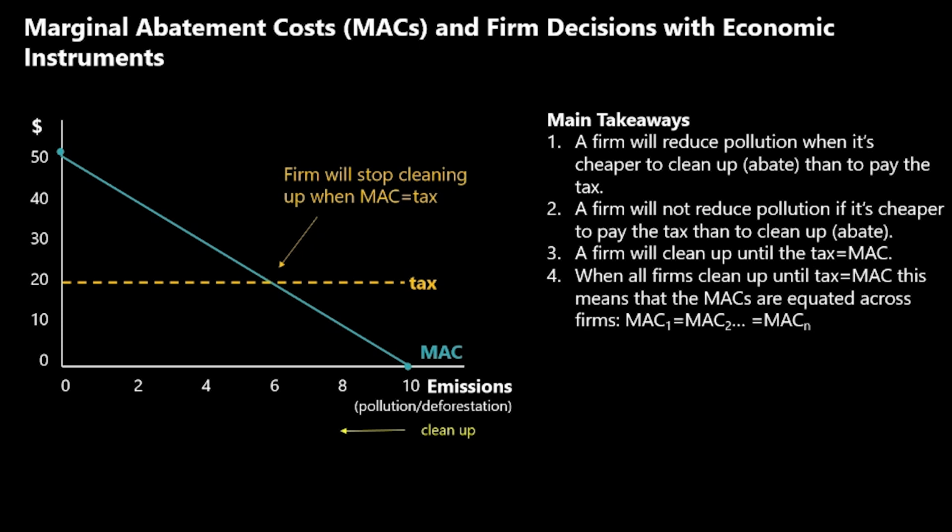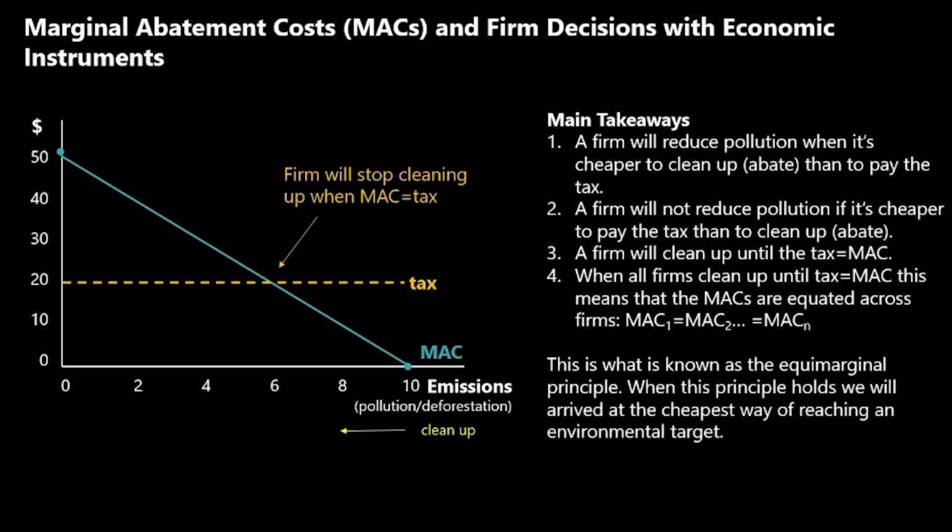And what this means is that if all firms clean up until the tax is equal to the marginal abatement cost, the marginal abatement costs are going to be equated across firms. In other words, the marginal abatement cost of firm 1 is going to equal the marginal abatement cost of firm 2 and 3 all the way to firm number n, if there's n number of firms in this market. This is what is known as the equimarginal principle. When this principle holds, we will arrive at the cheapest way of reaching an environmental target. This is the most cost-effective way to reach an environmental target and something that we'll discuss in future videos.